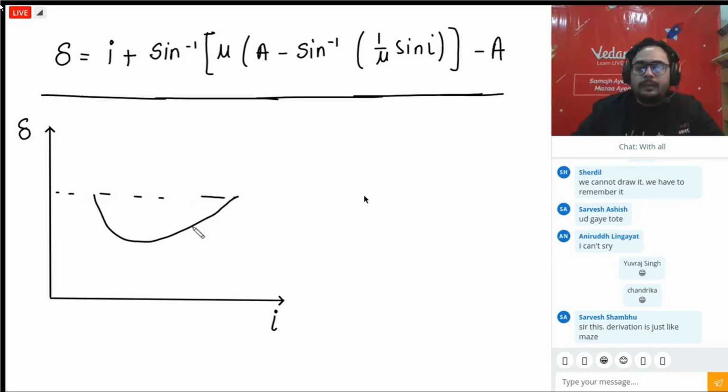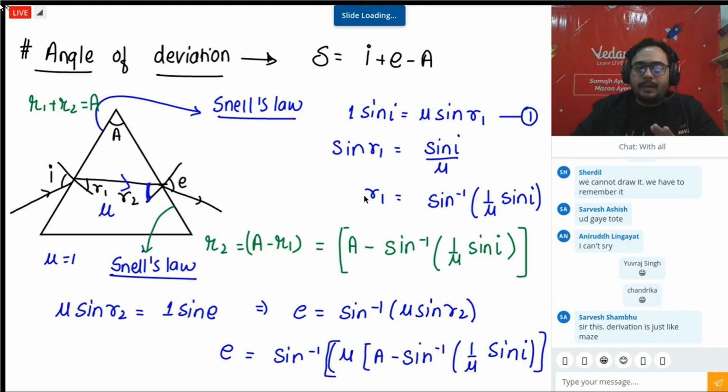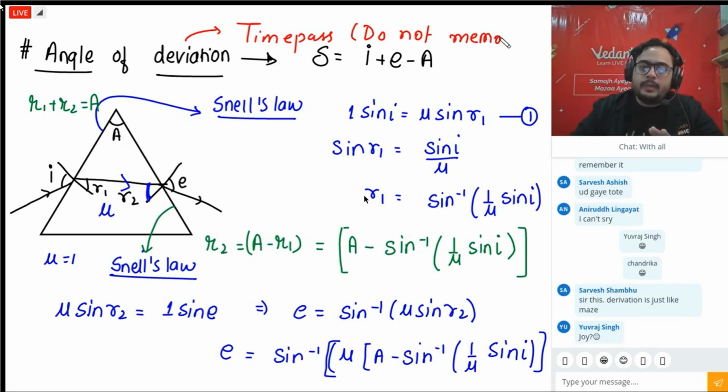मैं काफी अच्छी चीजें बताऊंगा अगर आप थोड़ा सा वेट करें तो. Yes, this derivation was only for joy. This derivation was purely time pass. You don't have to remember it. Do not memorize. Okay, time pass beta, time pass. Just to prove the point that we have to remember the graph, we cannot draw it.